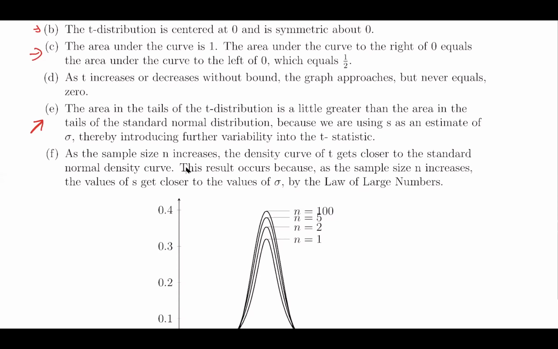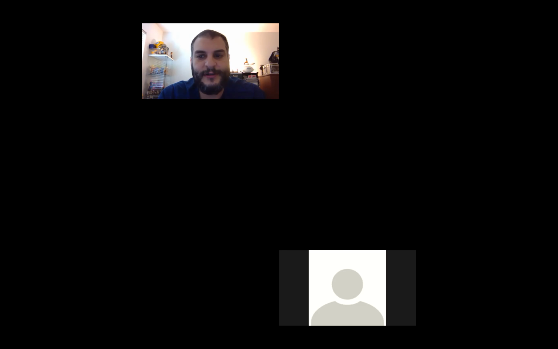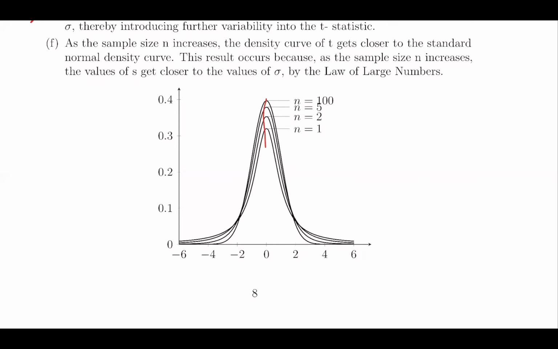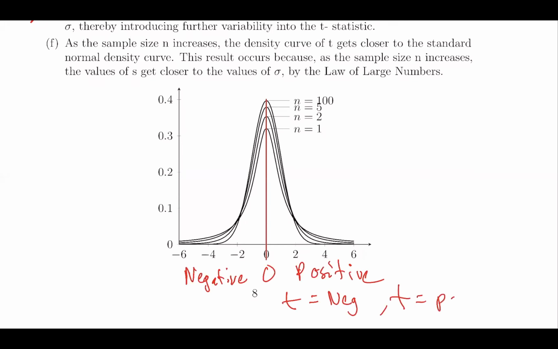All right, and you kind of know for the t-distribution, it is possible to have a negative t-value and a positive t-value. You remember for the t-distribution the middle should be 0. That means to the left of 0 should be negative values, and to the right of 0, you should have positive values. So you just know the t-value could be negative, but it could also be positive. All right, so let's go on down.